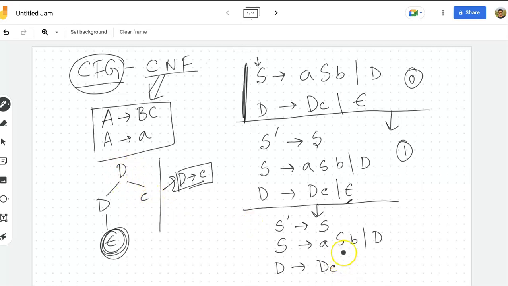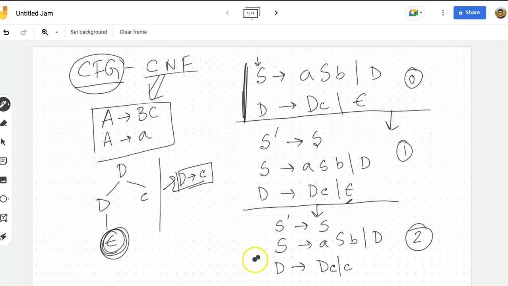So to remove this epsilon thing, we can write it like this. So we have removed the null thing. Now D can go to DC or C. So this is the second part.